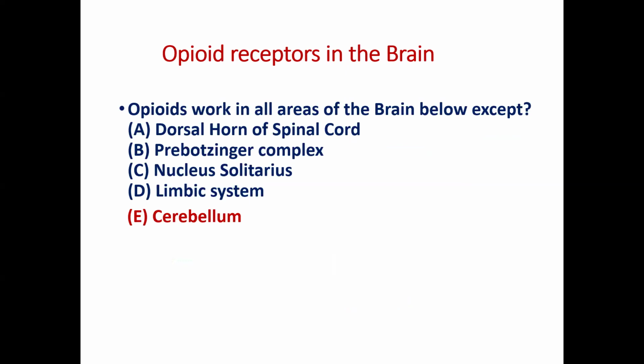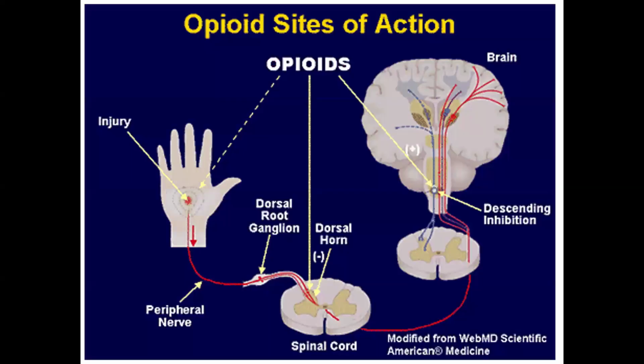Okay, so where are the opioid receptors in the brain? Everywhere. I mean, they could be everywhere in the brain, in the dorsal horn, in the pre-Bötzinger complex, the complex that's responsible for inspiration and breathing, the nucleus solitarius, which is basically the sensory vagal nucleus. And then the limbic system. Remember, opioids work on the emotional aspect of your pain, which is present in your limbic system. So the only part where there are no opioid receptors is the cerebellum.